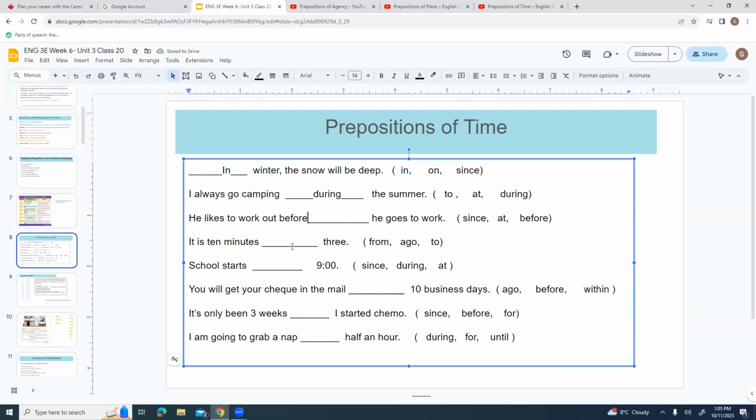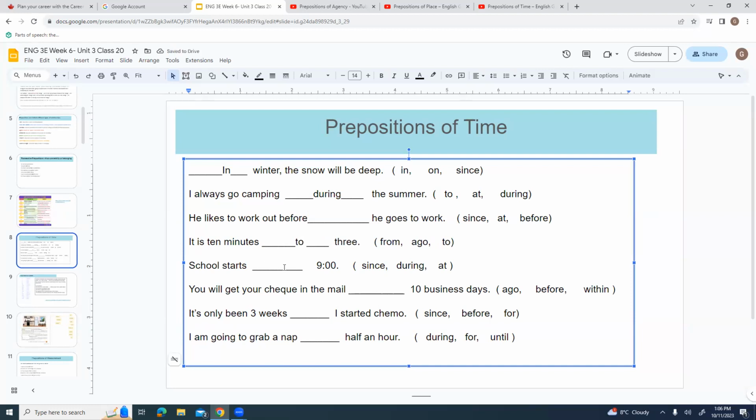It is 10 minutes from 3. It is 10 minutes ago 3. It is 10 minutes to 3. We have to use to. From, you could argue that it makes sense, but it isn't conventional usage.